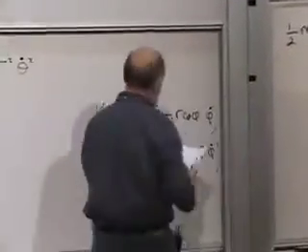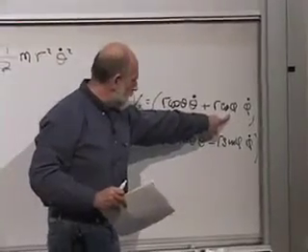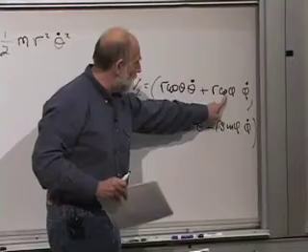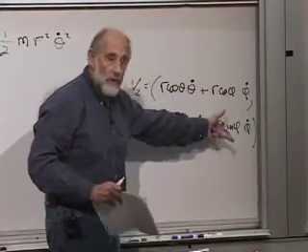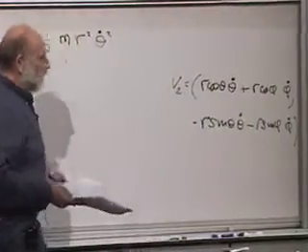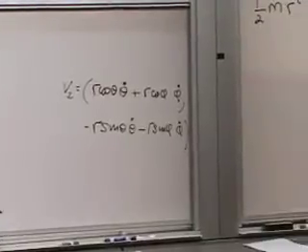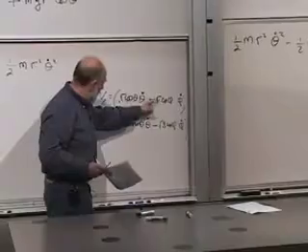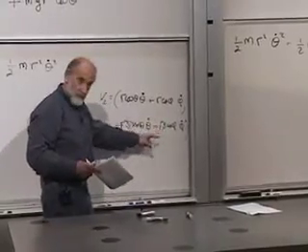That's coming from the square of this piece plus the square of this piece. Cosine phi squared plus sine phi squared also adds to 1. What have I left out? I've left out the cross terms. This times this, and this times this. Okay?